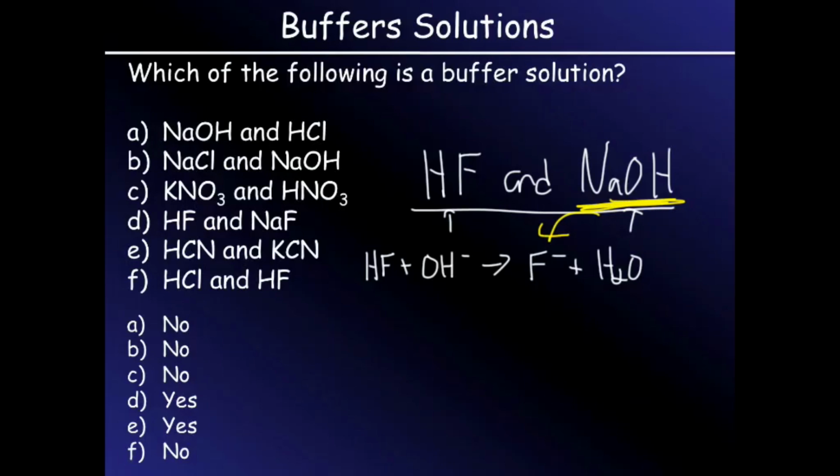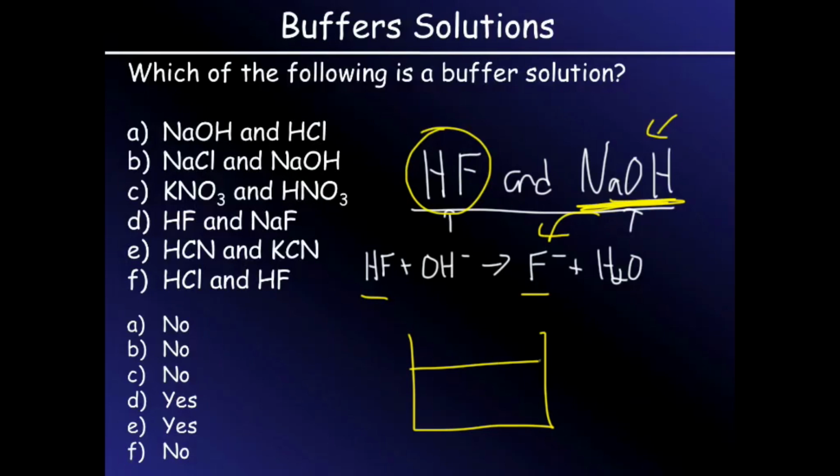So if we don't add too much NaOH, maybe just enough to neutralize half of the HF, then when we're all done, this is the limiting reactant. So when we're all done, we still have some of this and we've created some of this. So the final product is a solution of HF and F-.